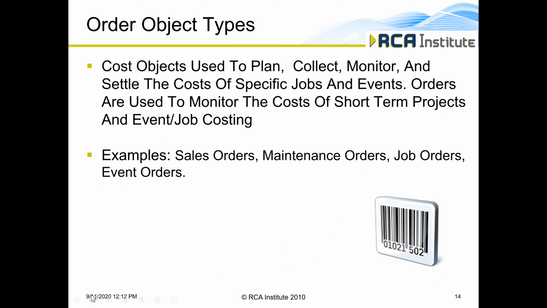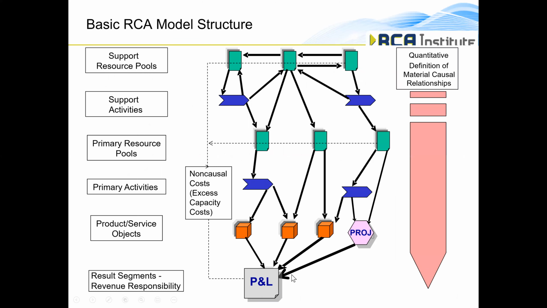Another type of managerial objective is an order object. And these are cost objects used to plan, collect, monitor, and settle the cost of specific jobs and events. They're usually short-term. I mean, essentially, they're short-term projects, although I guess they could be ongoing, and they're used for event and job costing. Just to be clear, we don't have any of those in this diagram.